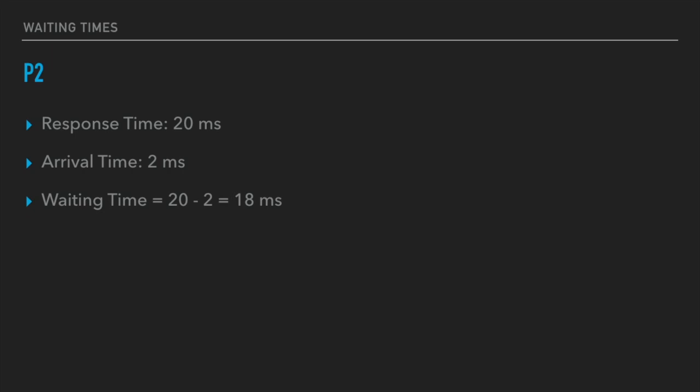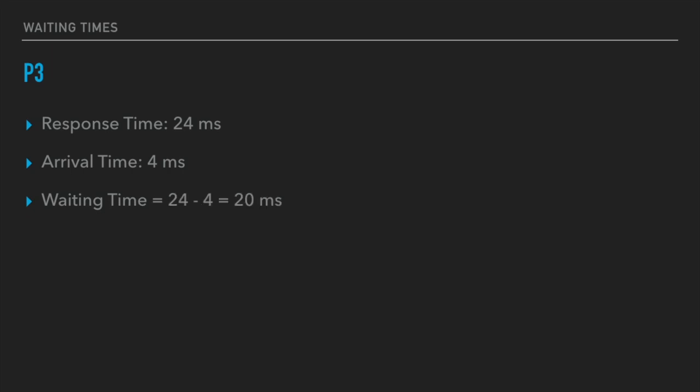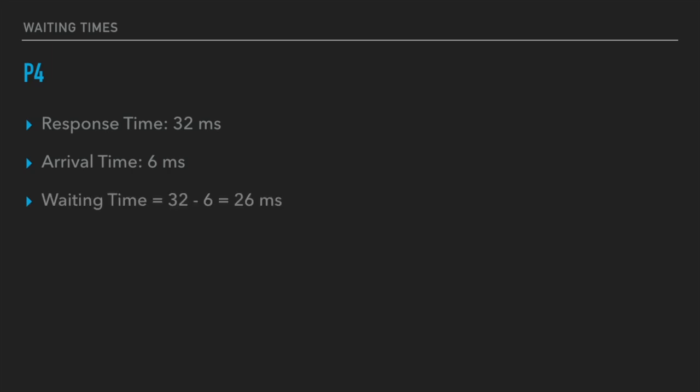Okay, for P2, the time at which it was executed was 20, and its arrival time was 2. This means that the waiting time for P2 is 18. And for P3, the response time was 24, minus the arrival time, which means the waiting time is 20. And lastly, for P4, the response time was 32, its arrival time was 6, and that leaves a waiting time of 26.